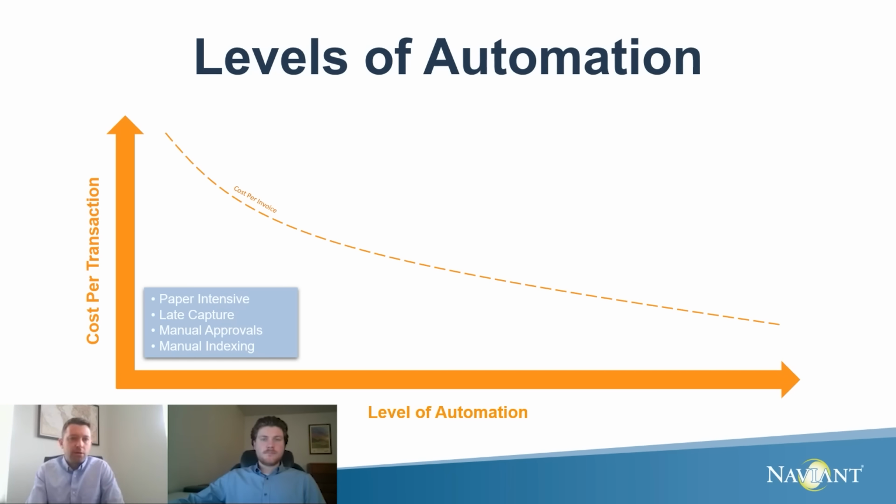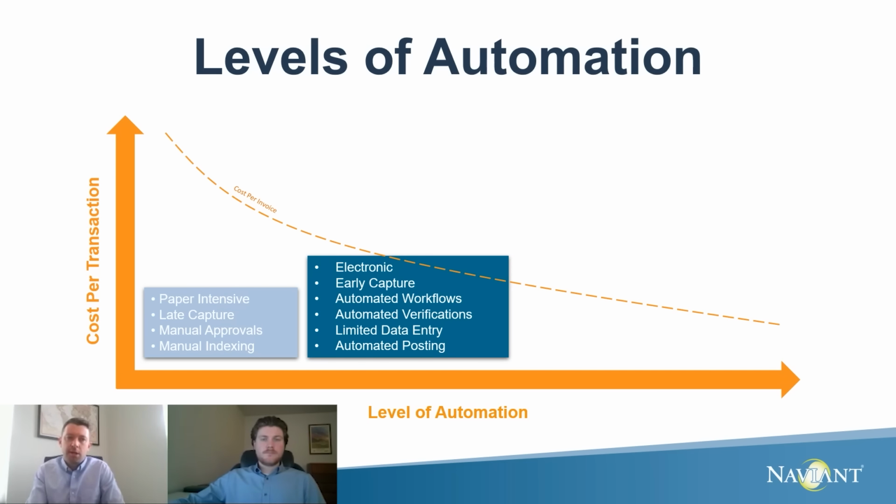So the second level includes several capabilities that really start to increase the levels of automation. Being electronic, first and foremost, getting rid of that paper naturally leads to a more streamlined process. Other tools at this stage include capture, OCR technologies to capture that important invoice data. Some other tools include leveraging automated workflows and automated verification. And just these tools and technologies alone can deliver tremendous amounts of value and really start to transform your AP process.